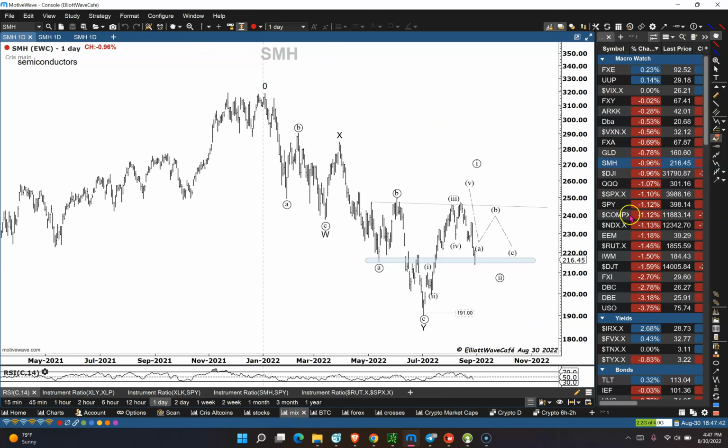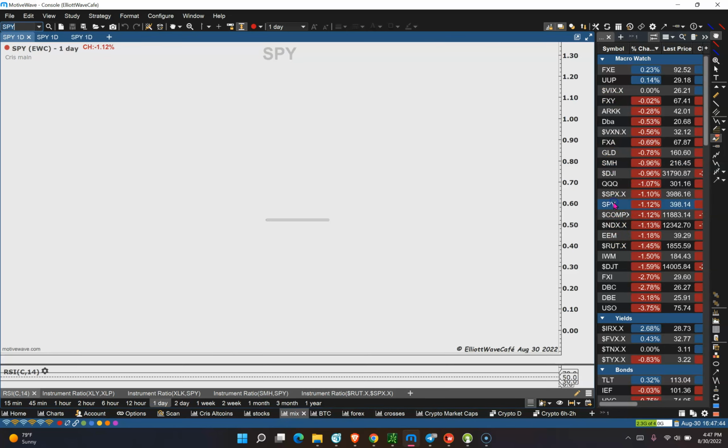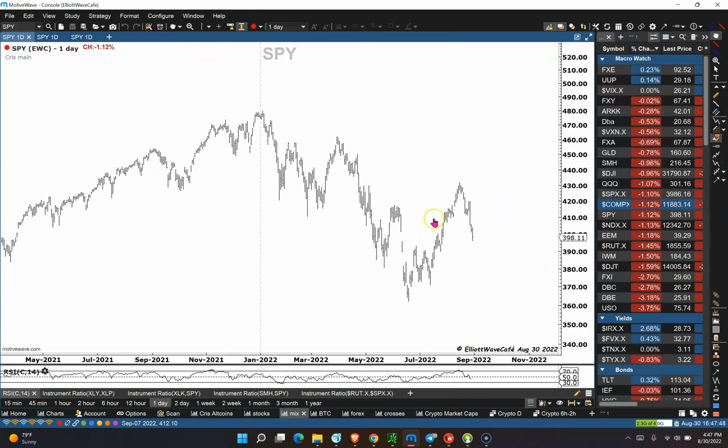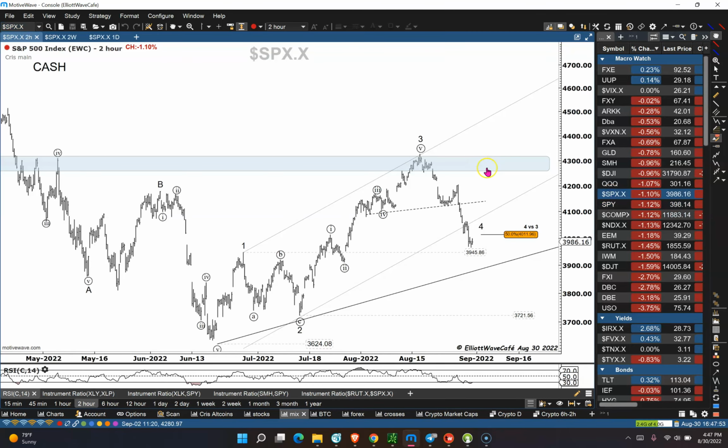Let's just start with the S&P 500, and I'm going to take a look. You can take a look at the SPYs, right? This is the S&P 500 ETF. It's got obviously exactly the same structure. Let's take a look at SPX.